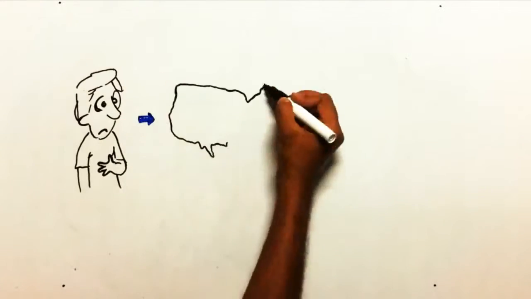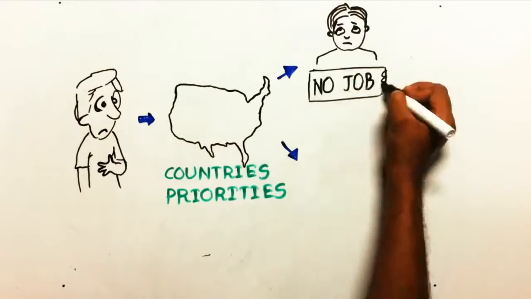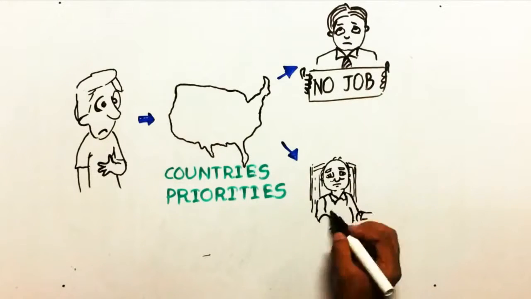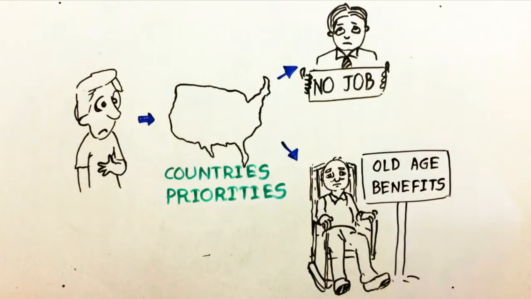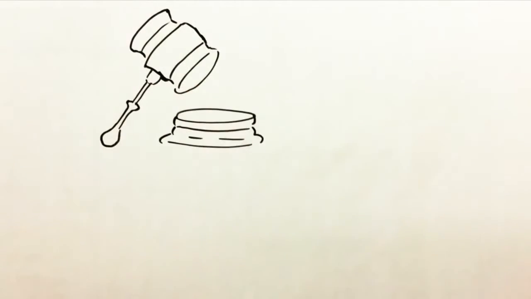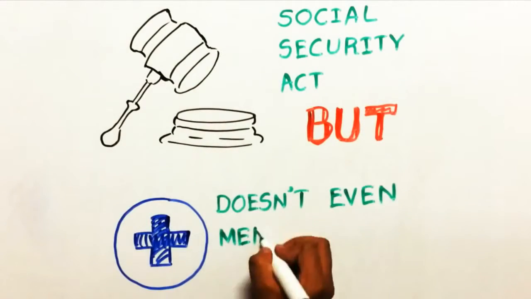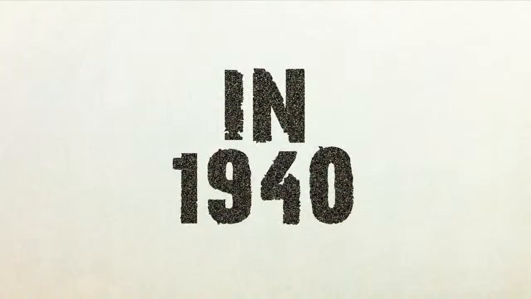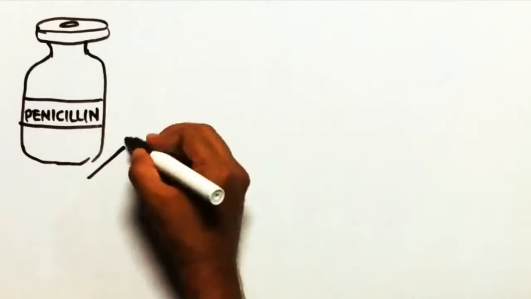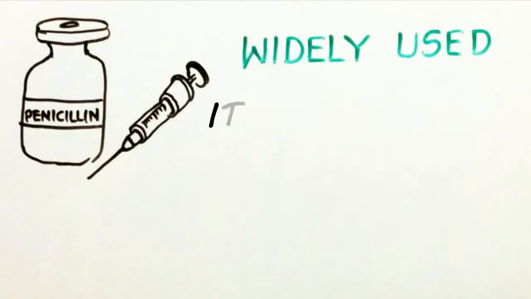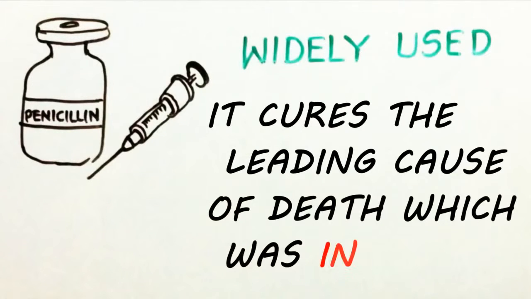The Depression in the 1930s changes the country's priorities to a greater emphasis on unemployment insurance and old age benefits. The Social Security Act is passed, but doesn't even mention health insurance. In the 1940s, penicillin becomes widely used and has a dramatic effect on the leading cause of death at the time, infection.